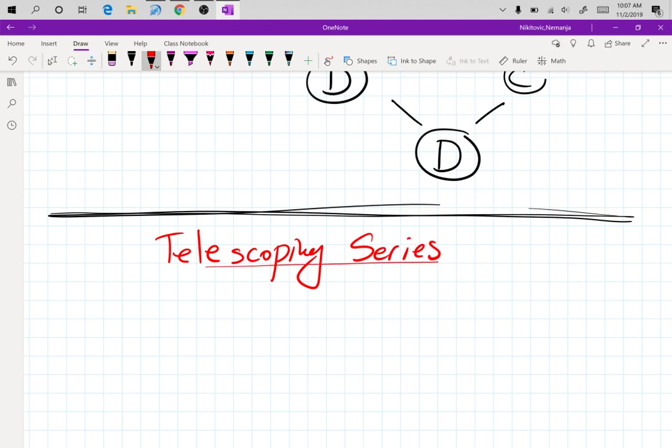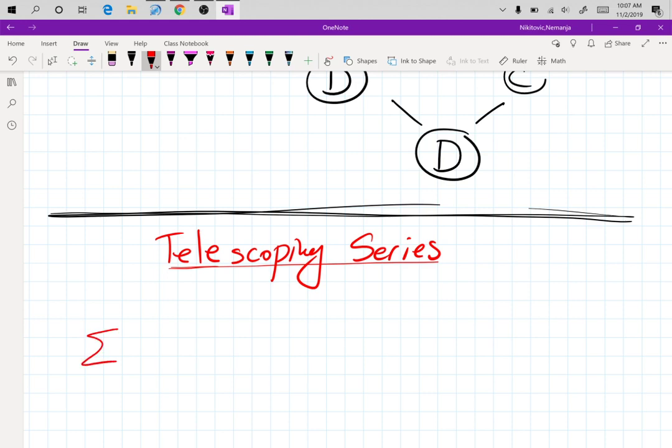The book doesn't make a big deal out of telescoping series because it doesn't have a test. It has a procedure to do telescoping series. This procedure is a little bit annoying, but it's less annoying than adding all of those numbers. So it's still worth looking at.